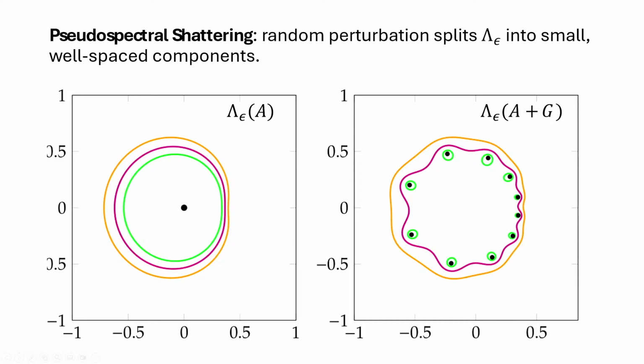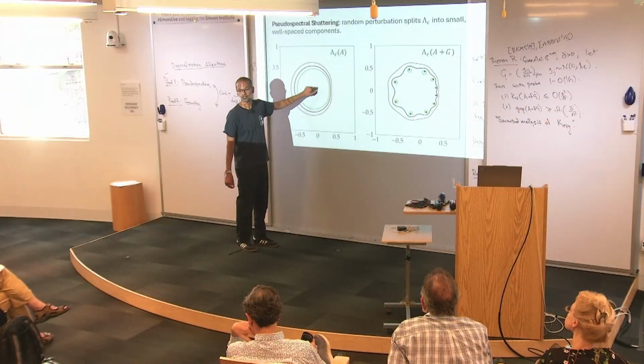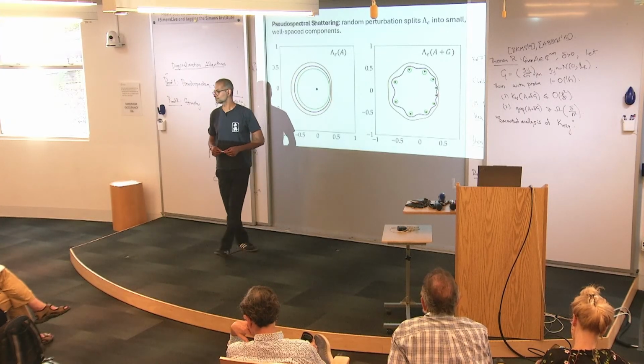Yes? Sorry, so just on the left-hand side, the green line is the border of the spectrum, and the pseudospectrum is on the inside or the outside? The pseudospectrum is on the inside. Okay. Yeah. So black dots are the spectrum. Colored lines are outlines of the pseudospectrum.